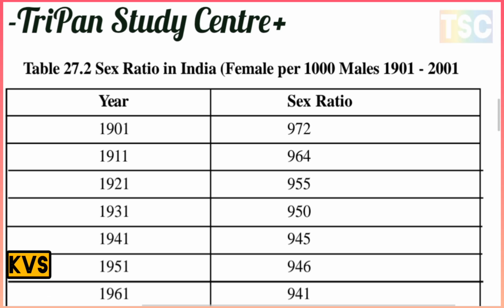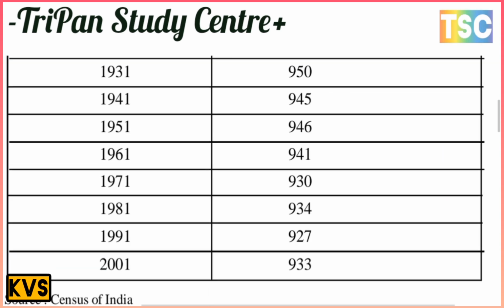The female ratio is a very low condition for India. At least in 2001 there is only 933. There is very little, and the sex ratio for females continues to decrease.